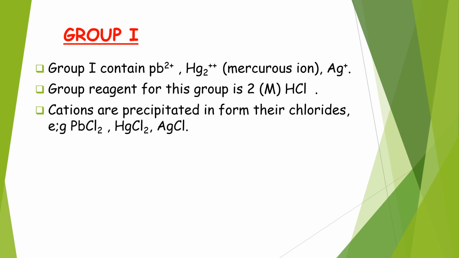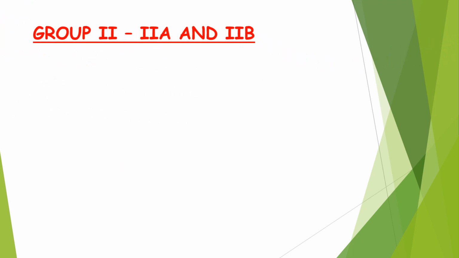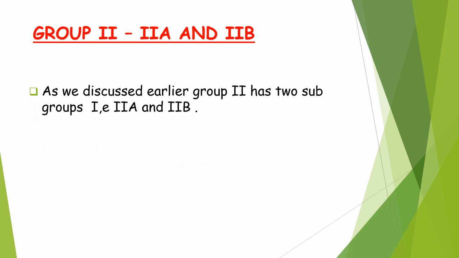Moving towards group 2, as we discussed earlier, group 2 has two subgroups, group 2A and group 2B. Group 2A contains lead 2+, cadmium 2+, bismuth 3+ and copper 2+. Now lead 2+ is present in group 1 and also in group 2. This is due to the solubility issue in hot and cold conditions.